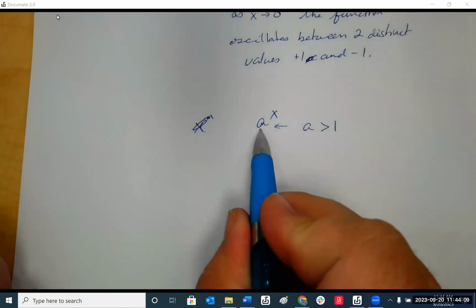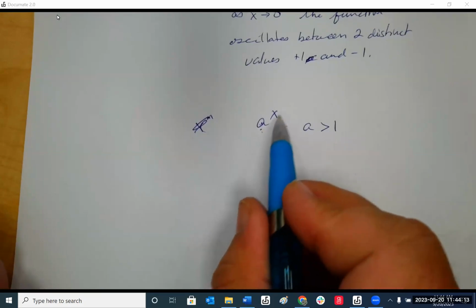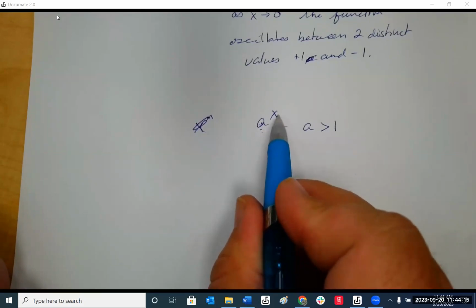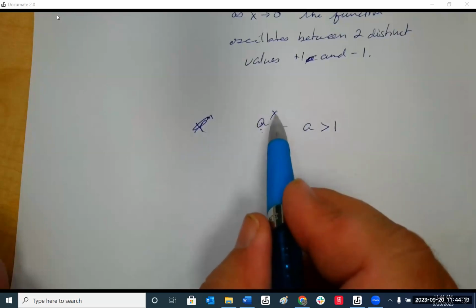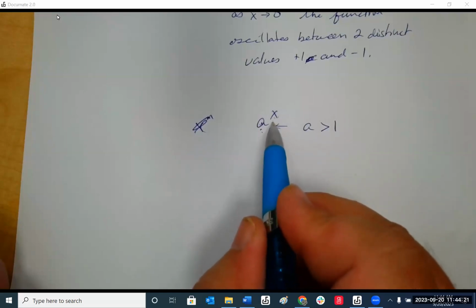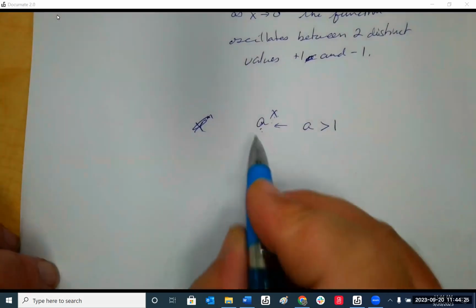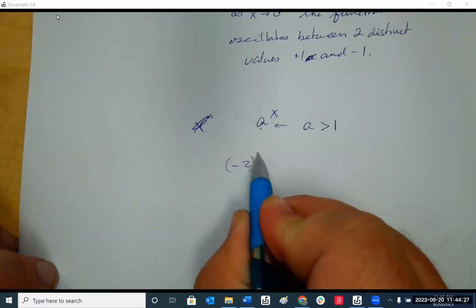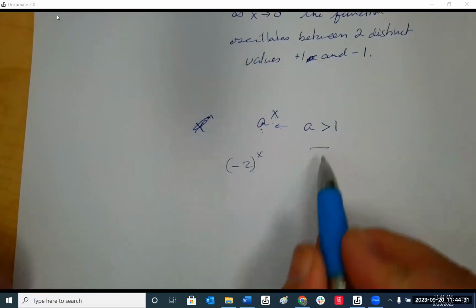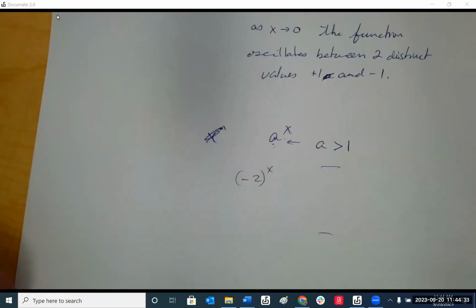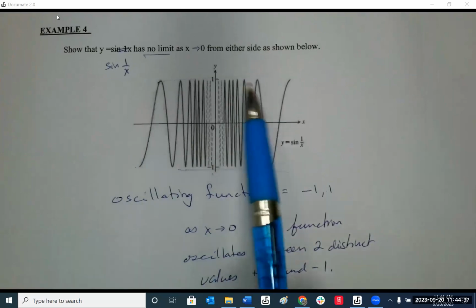If it's 1, it doesn't matter what the exponent is. It's always going to be 1. If it's 0, it doesn't matter what the exponent is. It's going to be 0. But if it's below 0, if it's negative, what happens to this function now? It oscillates. Because if we had -2 to the power x, when x is even, it's positive. When it's odd, it's negative.